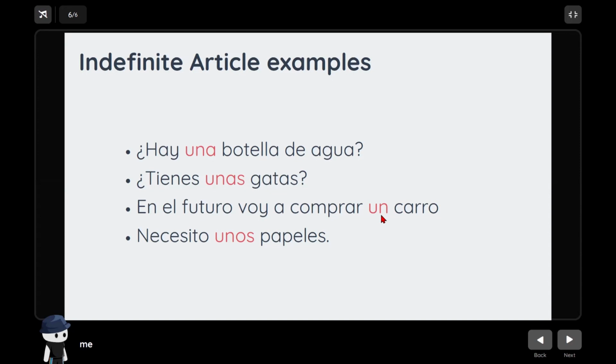So I hope that this video helped to explain more about nouns and how we use indefinite articles, how we pluralize nouns, because these are really important in your daily speech.